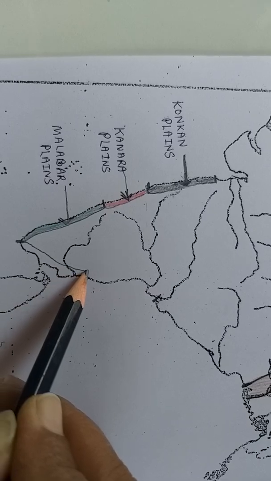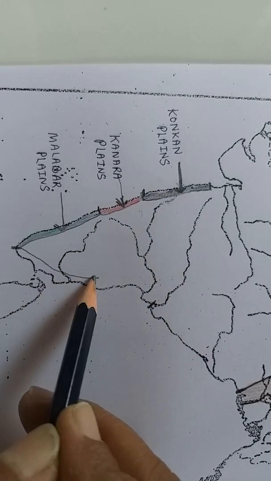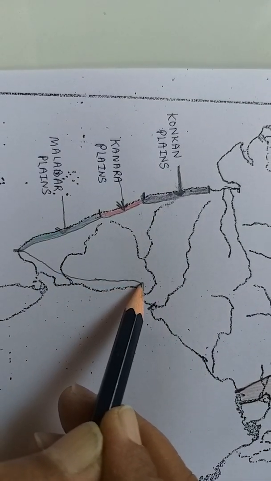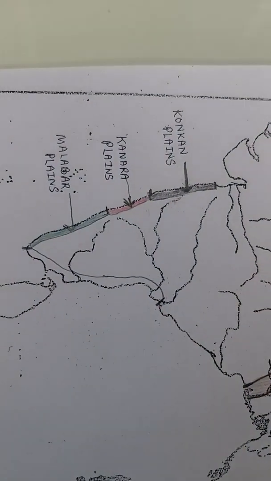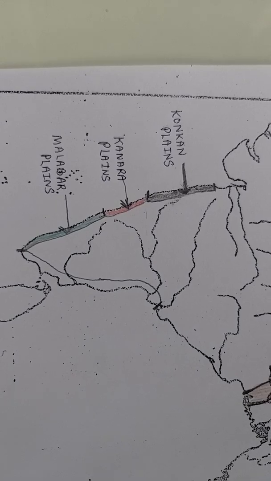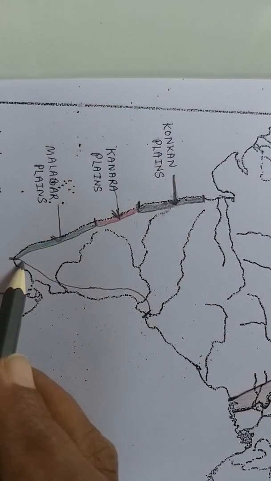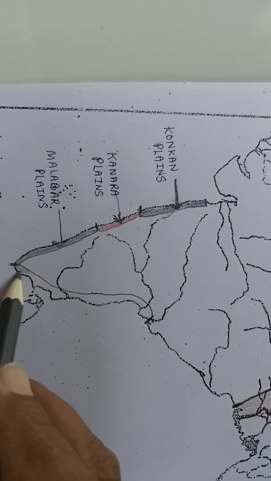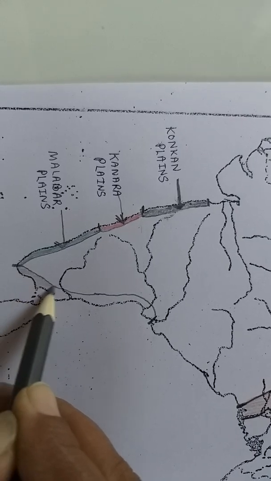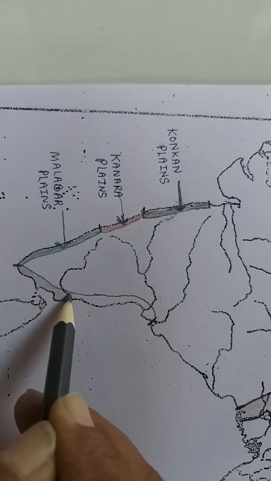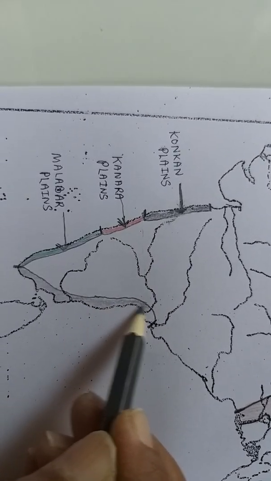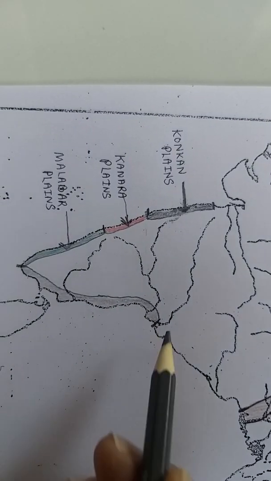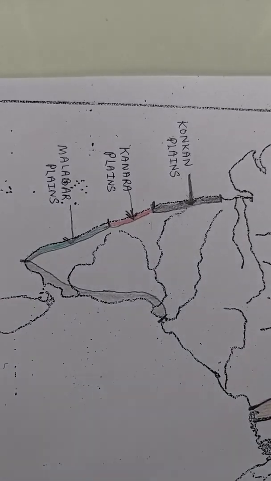Parallel to the coast, you have to draw a line and complete the line till the delta of Godavari, till this part. Now, let us shade. If you have different color pencils, you can use different color pencils to mark the plains. Currently, I don't have. So this is Coromandel Plains.